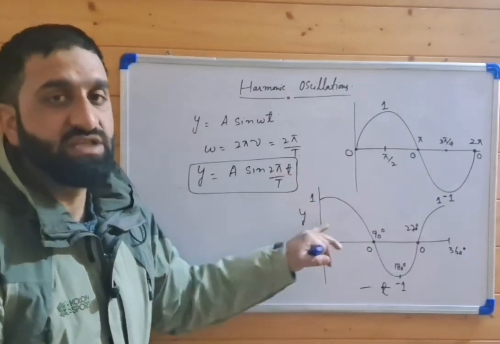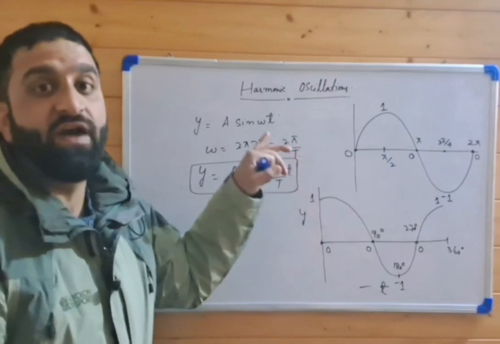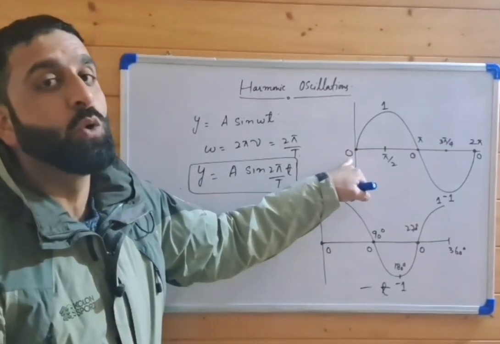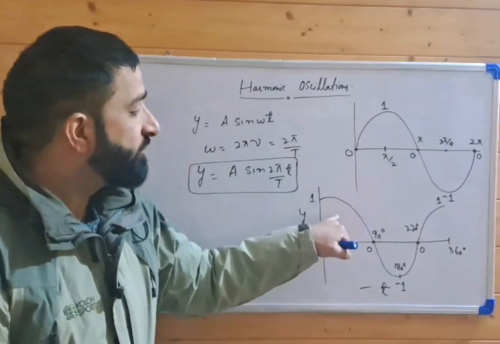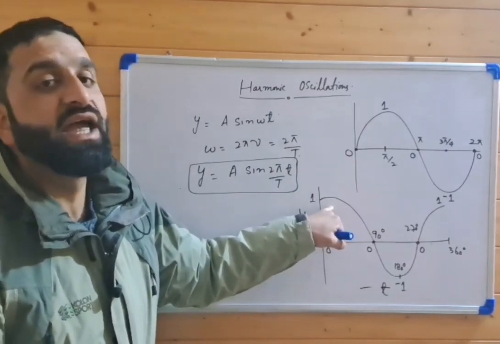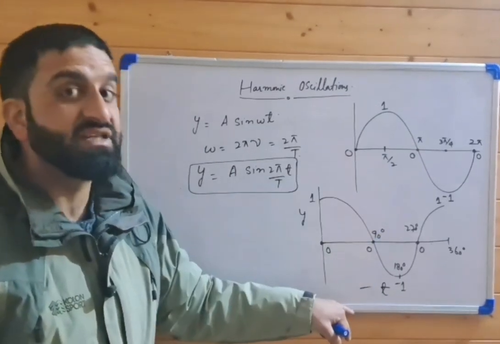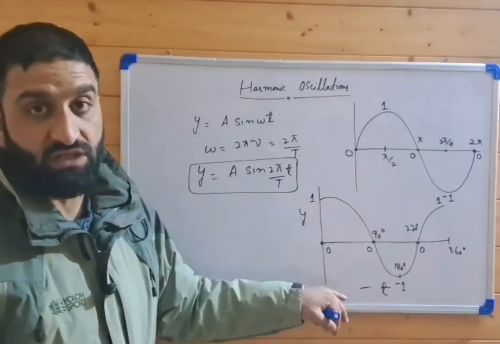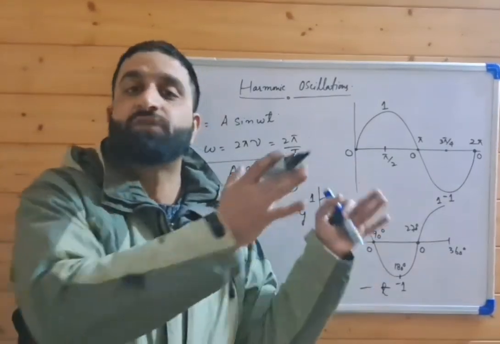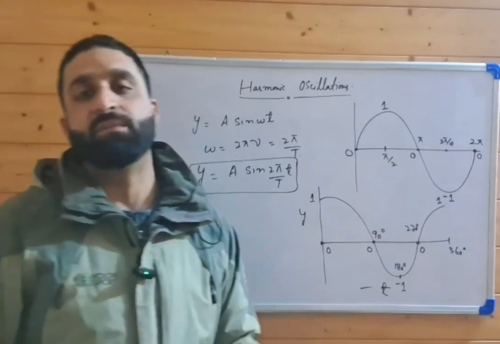In case of oscillations, remember this. When the oscillations start from the mean position, we express those in the form of sine. If the oscillations start from the extreme position, we express those in the form of cosine. That is the difference between the sine and the cosine. Both represent simple harmonic oscillations. Both are harmonic functions, but the cos is used when the motion starts from the extreme position and the sine is used when the motion starts from the mean position.